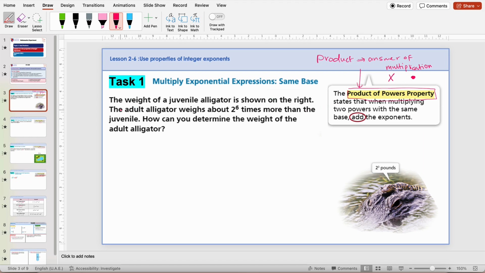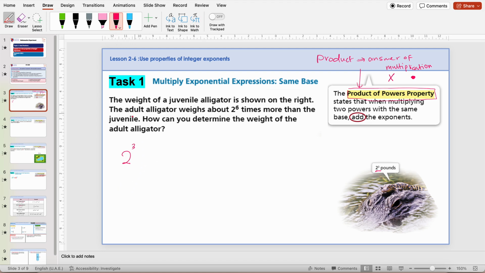Okay, so they're saying that the weight of this alligator is shown on the right. The small one is 2 to the power of 3. This is called the base, which is 2. The exponent, it's 3, and the whole thing is called the base with the exponent. We call it a power. Okay, these are some terminologies. We already took them before, we're just quickly revising them.